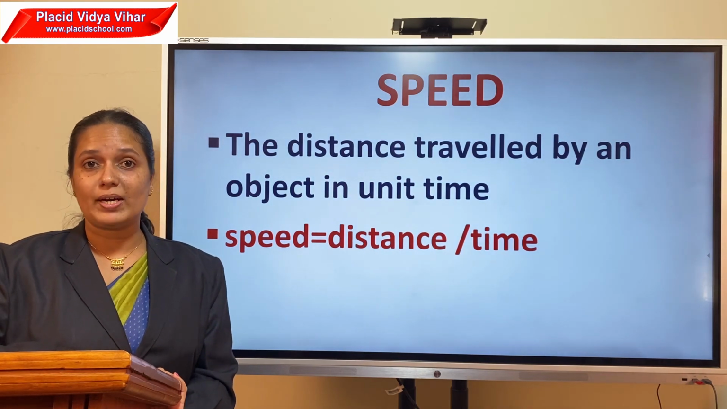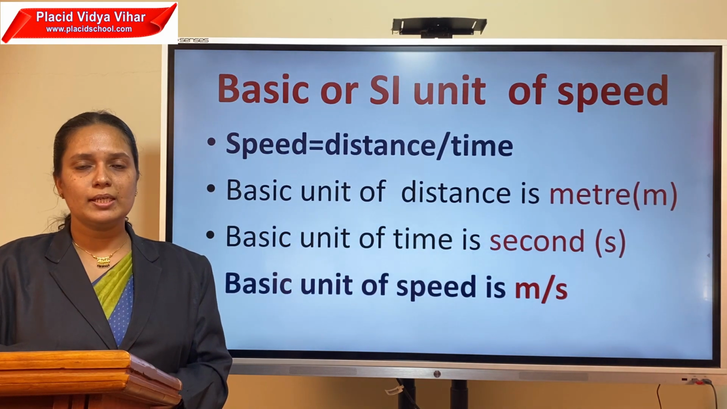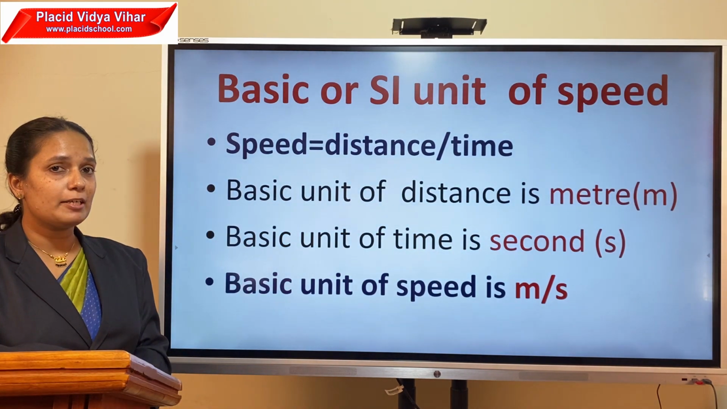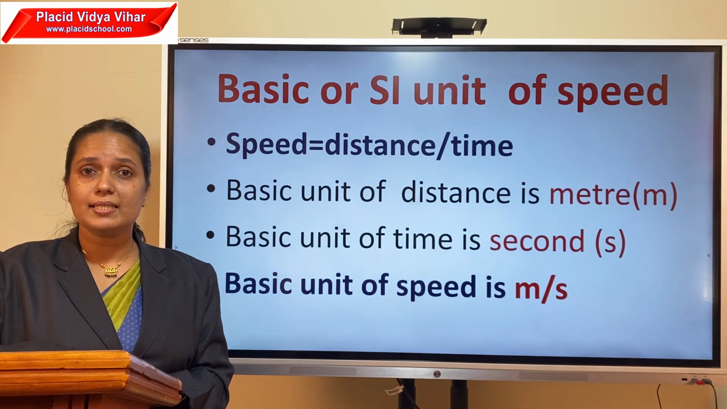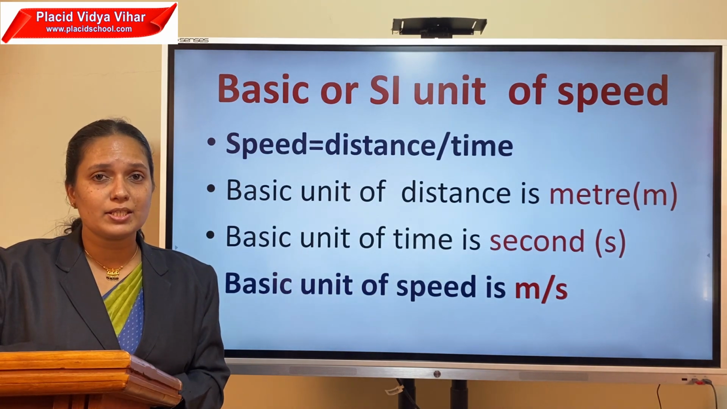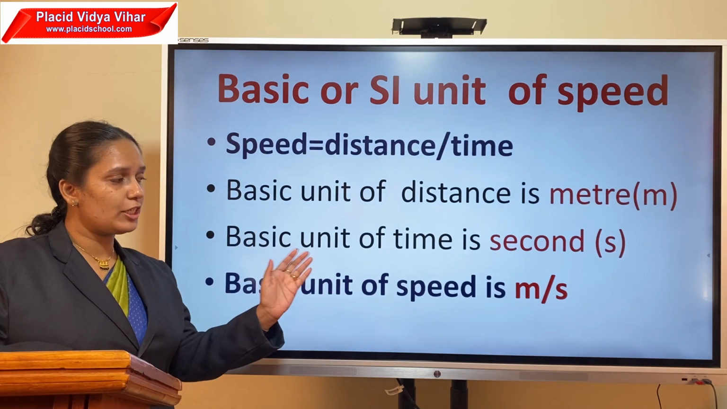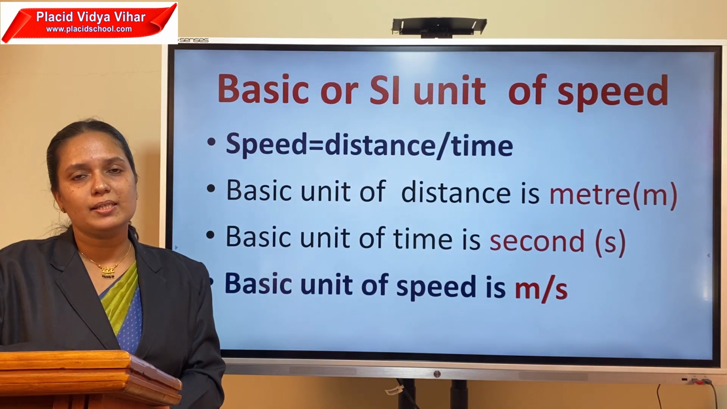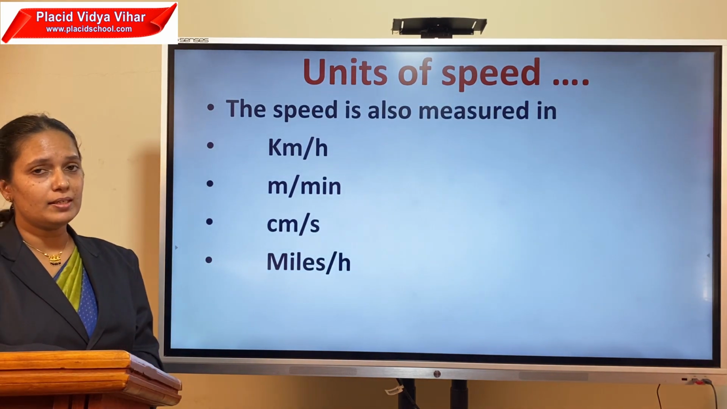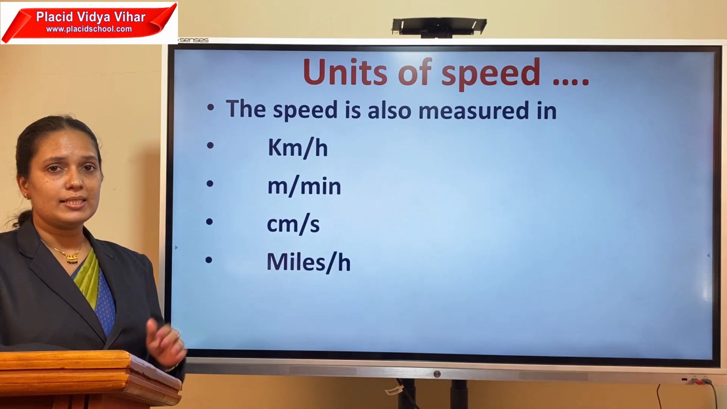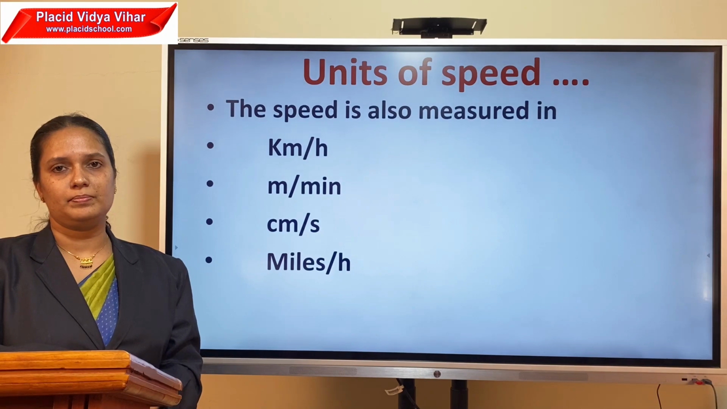So next we will see what is the basic or SI unit of speed. You know, speed equals distance divided by time. Then what is the basic unit of distance? It is meter. Then what is the basic unit of time? It is second. So the basic unit of speed is meter per second. Speed is also measured in kilometer per hour, meter per minute, centimeter per second, and miles per hour.